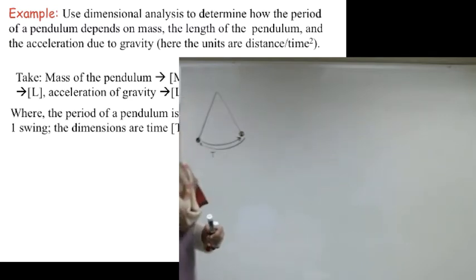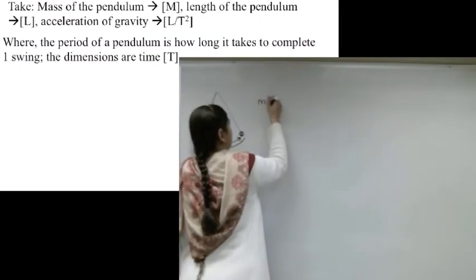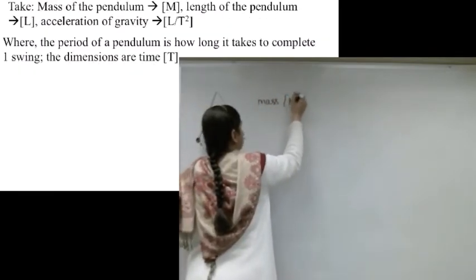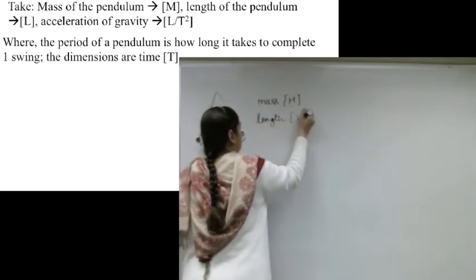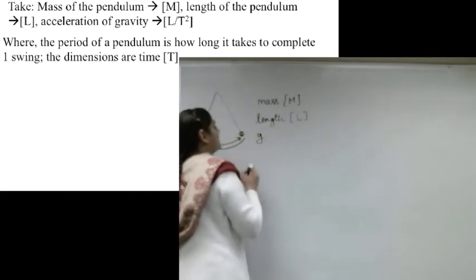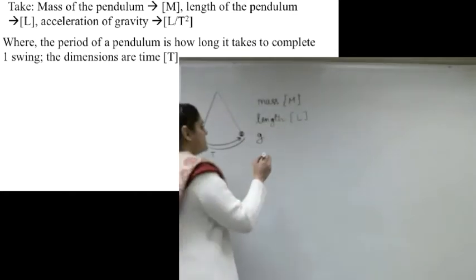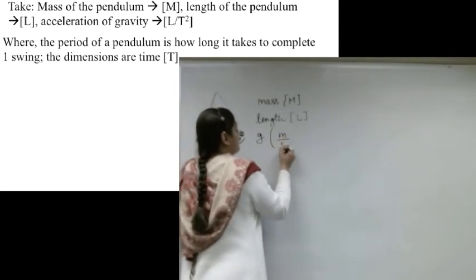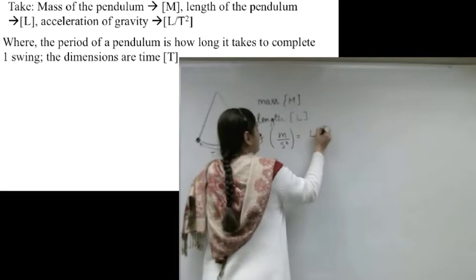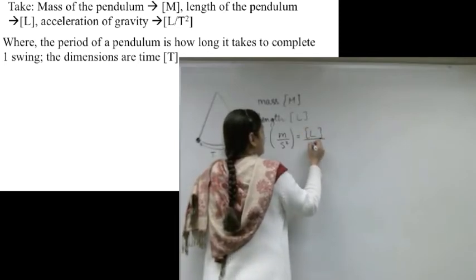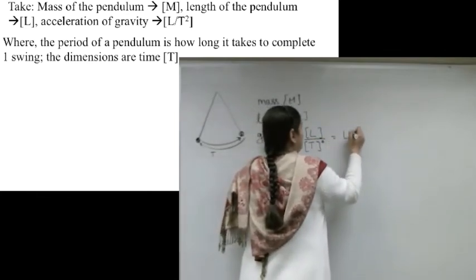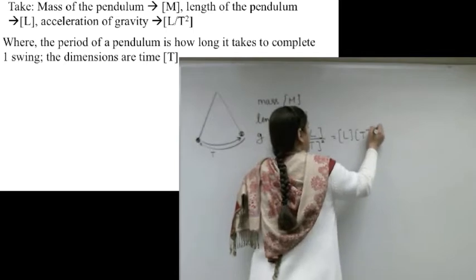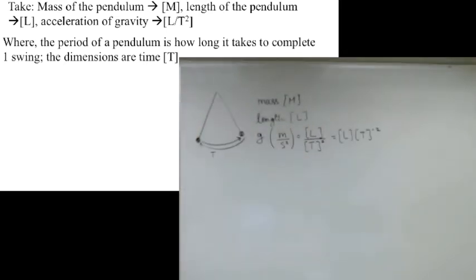So first things first, what do we know? He wants us to calculate it in terms of mass, in terms of the length of the pendulum, L, and compare it to the acceleration due to gravity, which is g, whose units are meters per second squared. Dimensionally, they will be written as L divided by T squared, or L T to the minus 2.